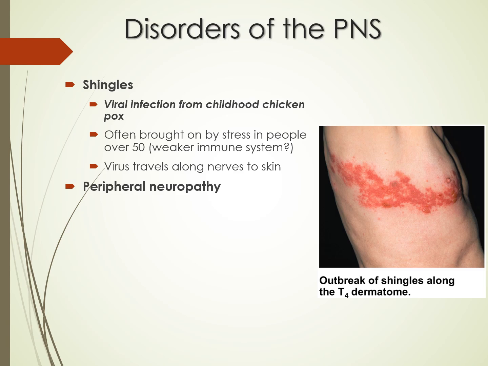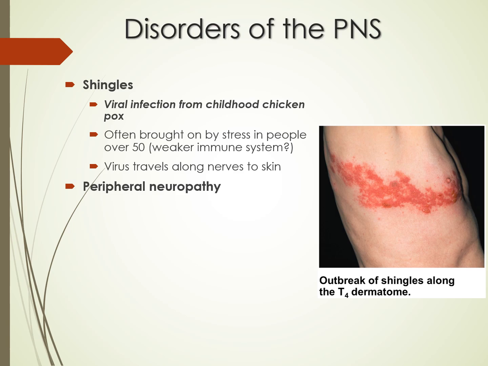So finally, let's talk a little bit about disorders and development of the peripheral nervous system. So not too bad, we made it through. So a couple disorders we can talk about, one is shingles. So shingles is fairly common. It's actually from the childhood chickenpox virus. So it is a viral infection. And often it's brought on by stress in people over 50.